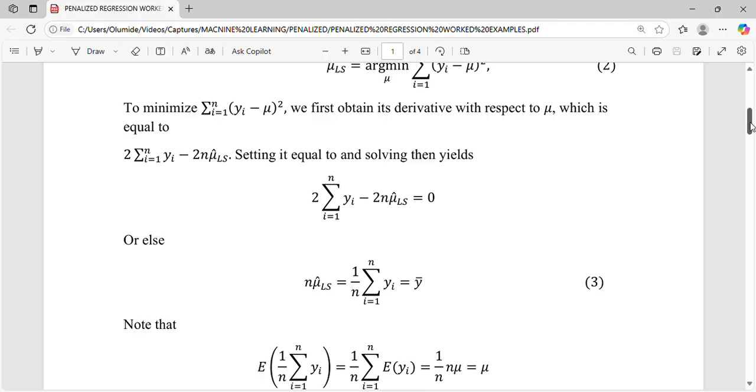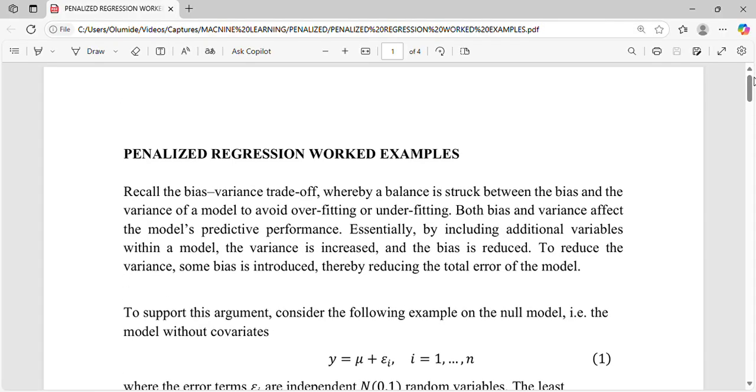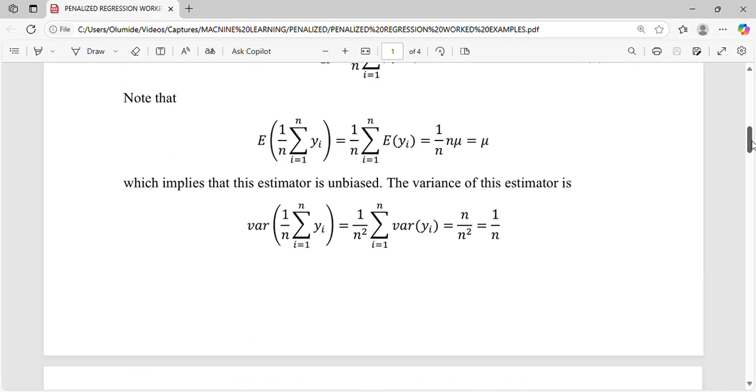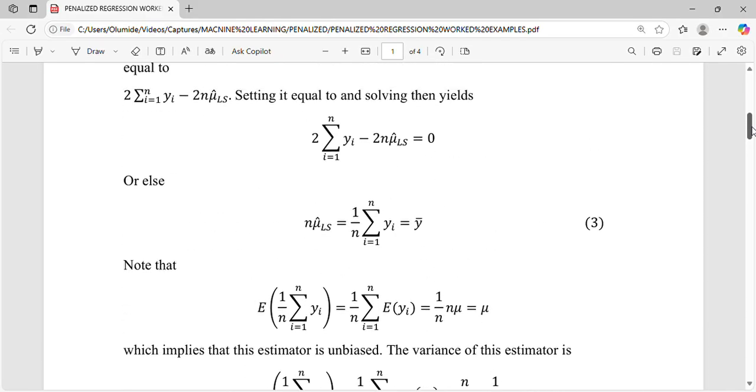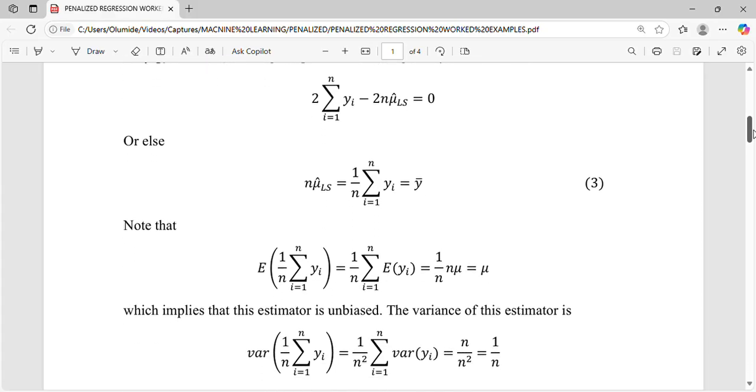The bias variance trade-off is when we inject bias into a model, it reduces the variance, right? So it reduces the variance, and that's what the penalty does. By reducing the variance, bias increases. So we have what we have in equation 3.